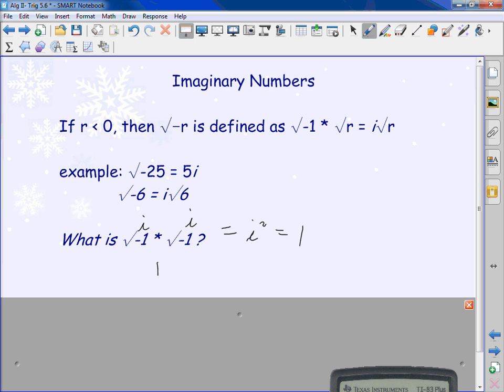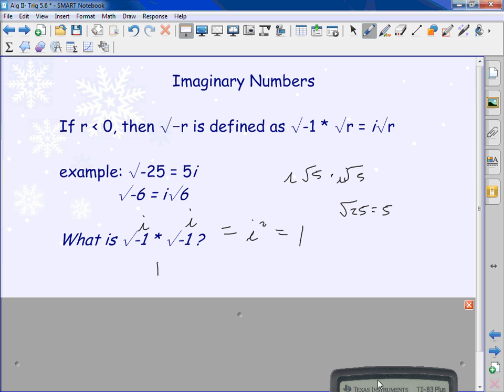If it was the square root of negative 5 times the square root of negative 5, well, you have i square root of 5 times i square root of 5. So the i's are going to become positive. So it would be square root of 25, which is 5.